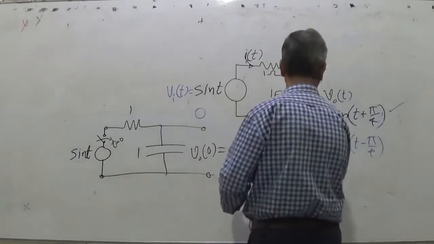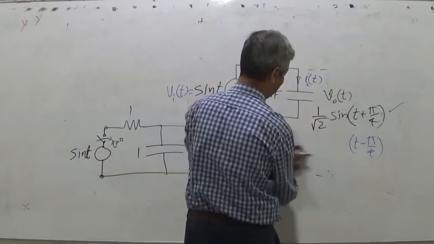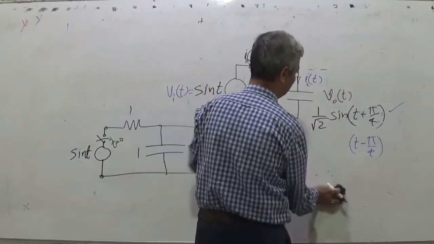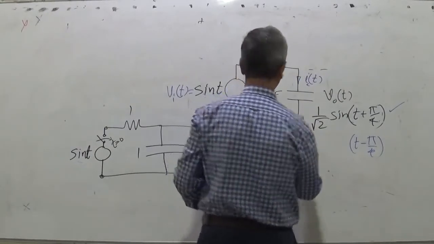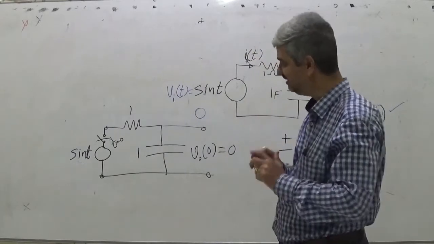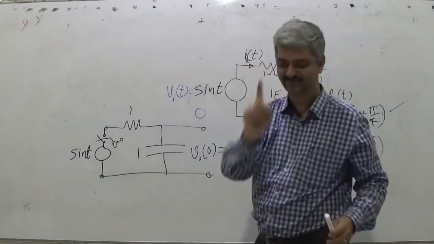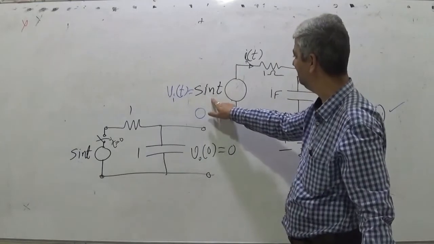So I am very much sure you just verify which is the answer. If it is plus, the answer is plus. If it is minus, the answer is minus. But here it is to be 0. So what is the difference between this circuit and this circuit? Listen now very carefully. Vin equal to sin t.